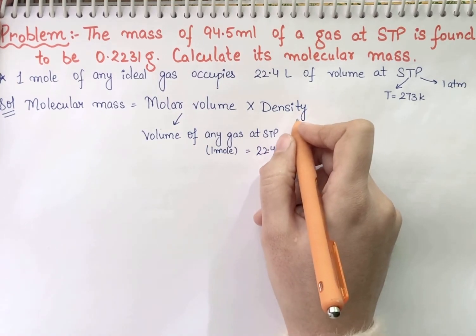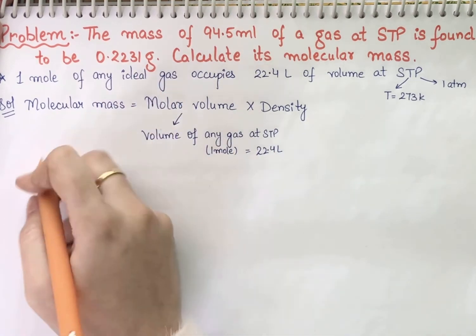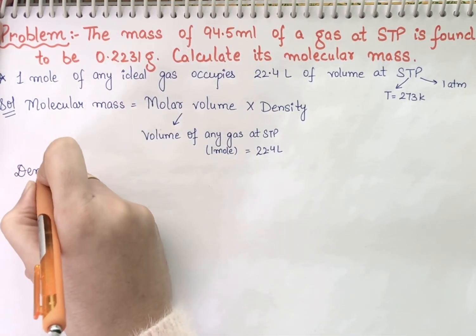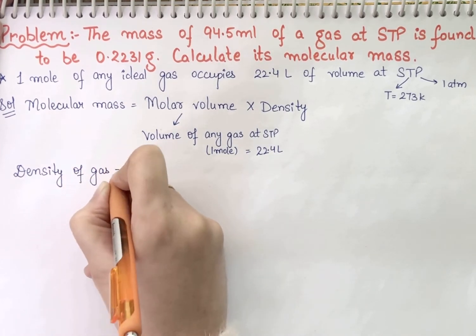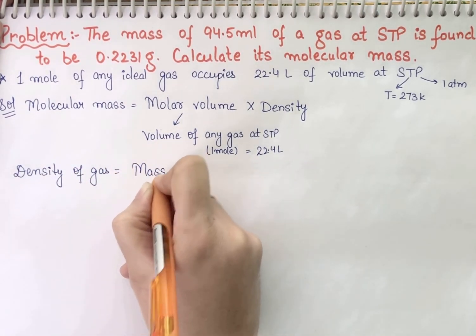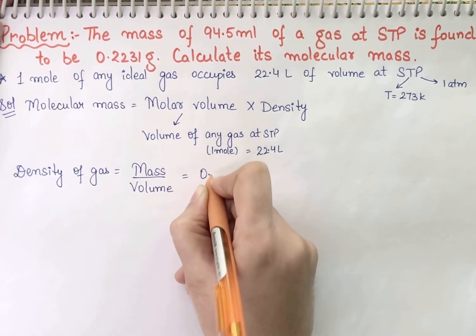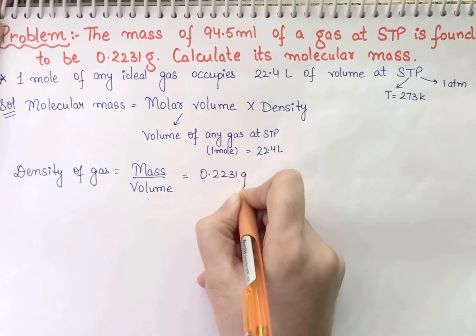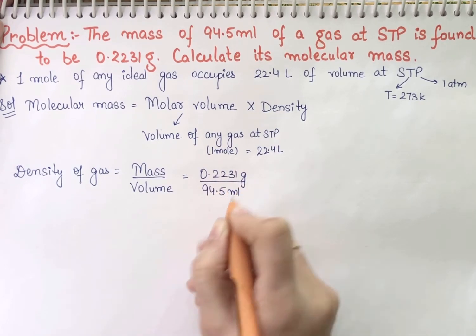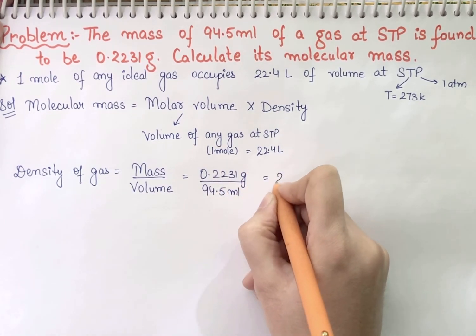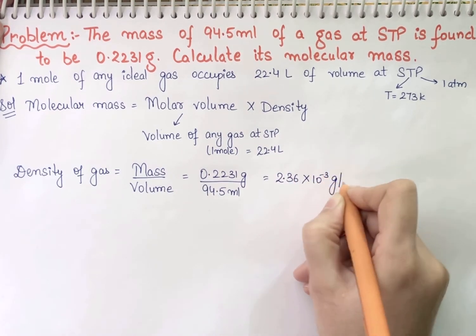Now density we have to find. We are having the volume of the gas and mass of the gas, so we'll write density is mass upon volume, mass of the gas upon volume of the gas, right? So 0.2231 gram by 94.5 ml. Okay, so my answer is 2.36 into 10 raised to power minus 3 gram per ml.